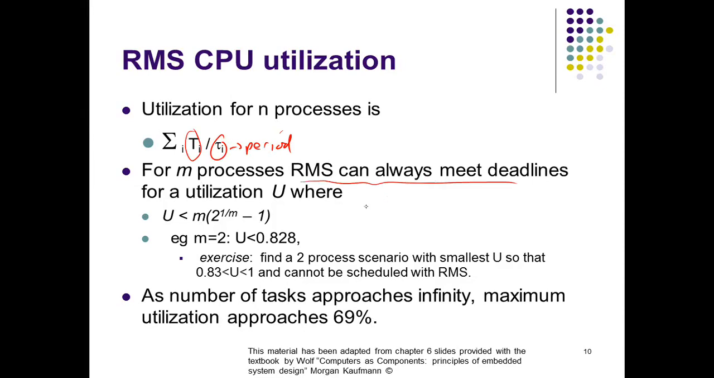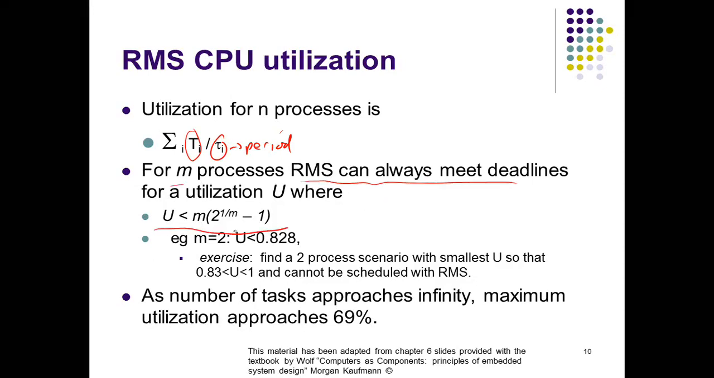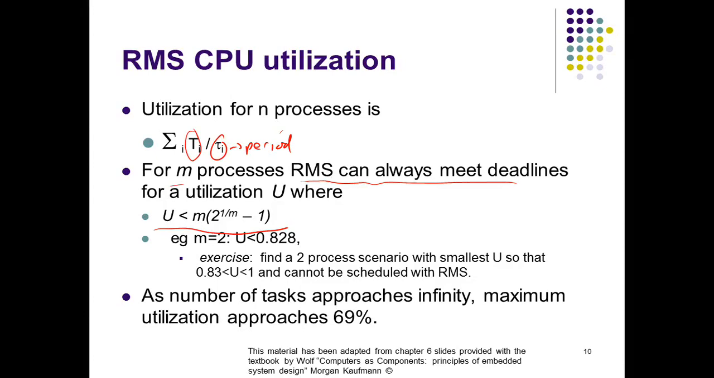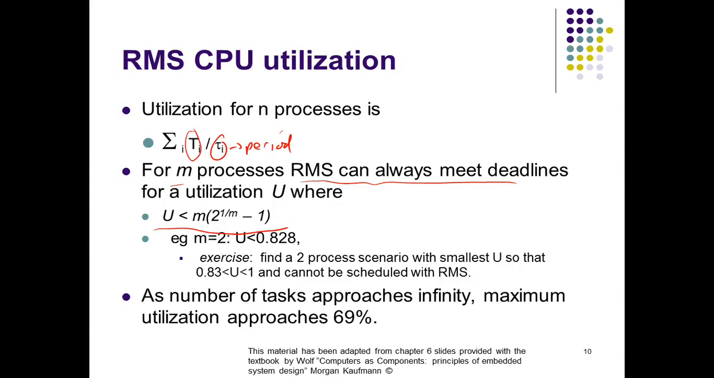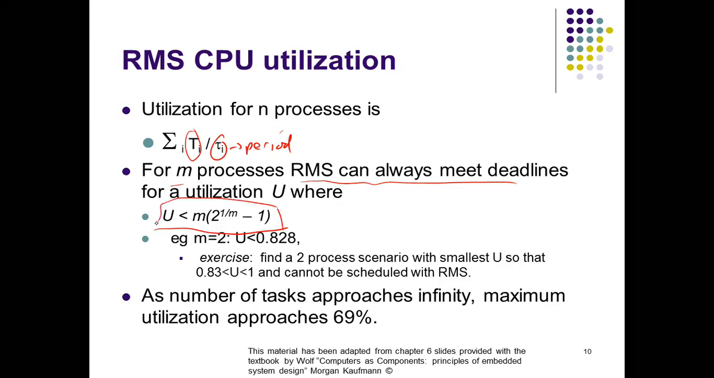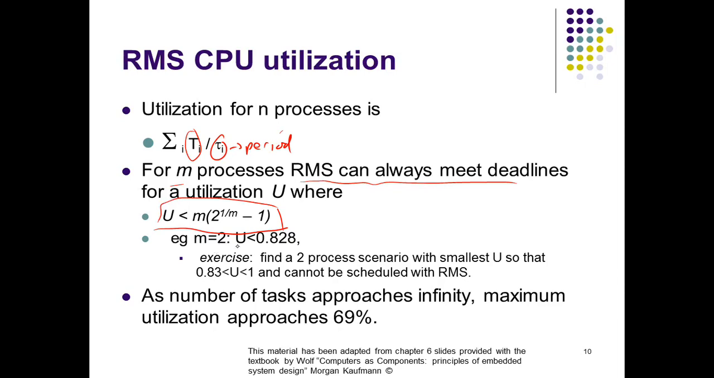RMS can meet deadlines with M processes if your utilization is less than M times (2 to the 1 over M, minus 1). So this is where the mathematical results come in, with their formula, which is as follows. You can plug in any number for M and work out what your utilization needs to be to guarantee that it works. And if you take the limit as M tends to infinity, you get 69%. So if you have less than 69% utilization and you have RMS and all the other assumptions, then you're guaranteed to meet all deadlines.